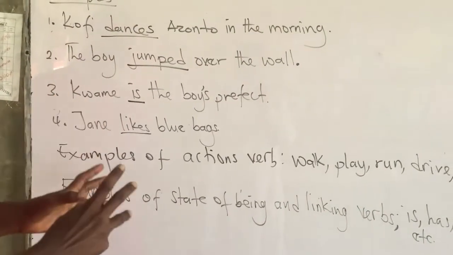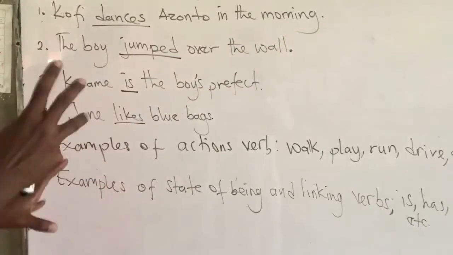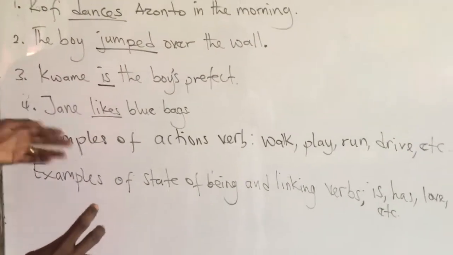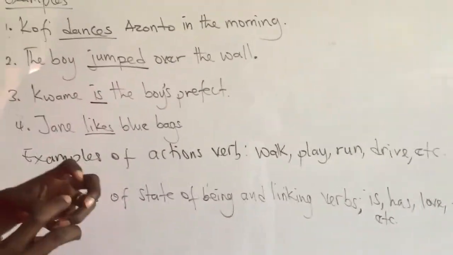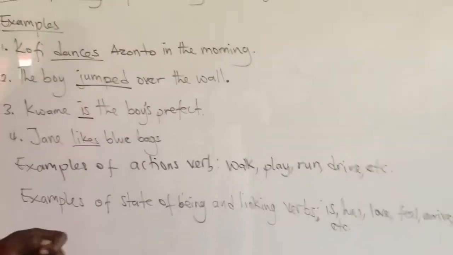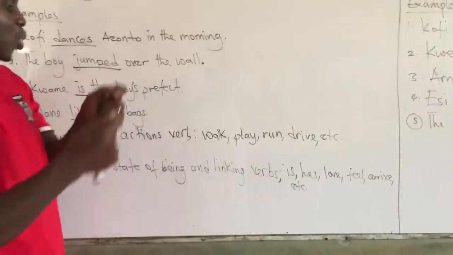So what we are trying to learn here today is that we can have two kinds of verbs in a sentence. One, the verb will be indicating action. And these actions can also be acted. Put this at the back of your mind. I'm going to give you an assignment on identifying action verbs and state of being verbs.